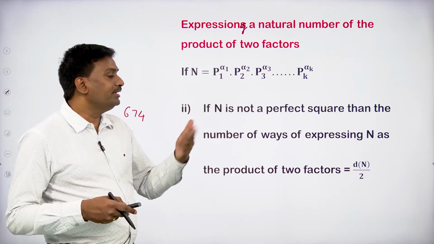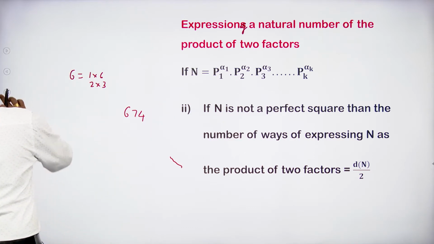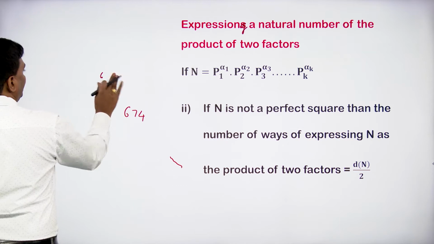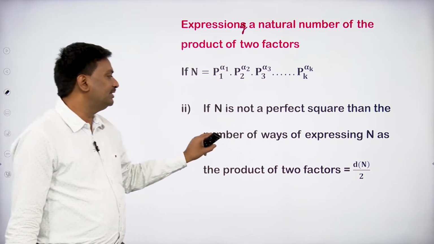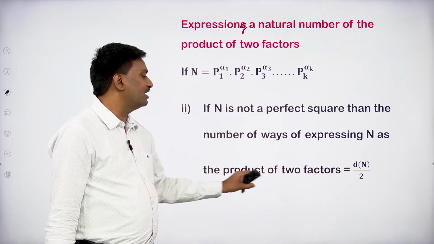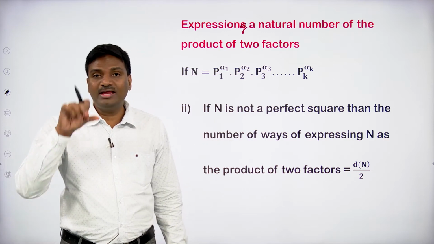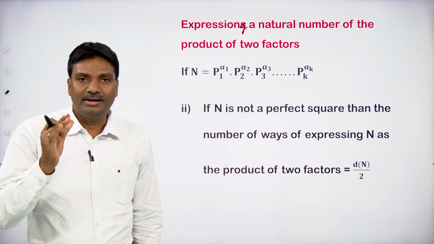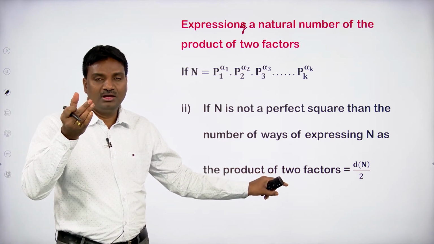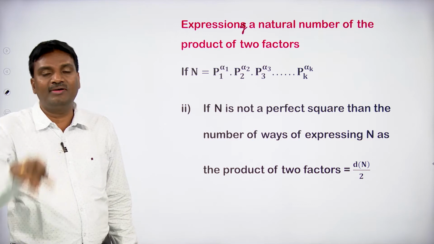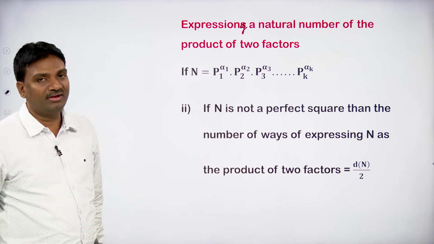Here n is not a perfect square. The first point is, if n is not a perfect square, then the number of ways of expressing n as the product of two factors is d of n by 2. Now, in how many ways can we express the given number as the product of two factors when n is a perfect square?